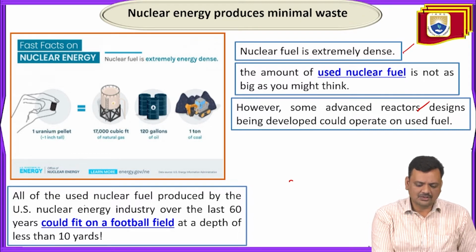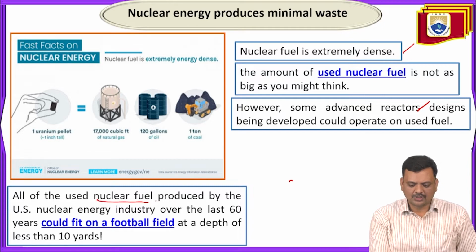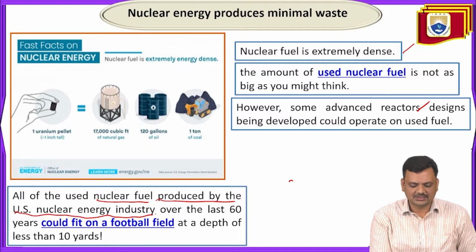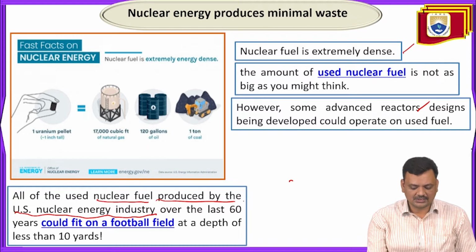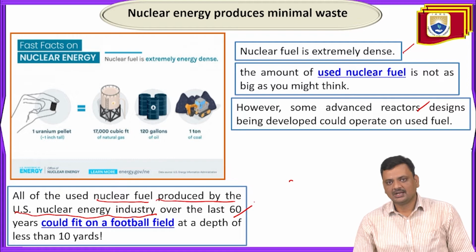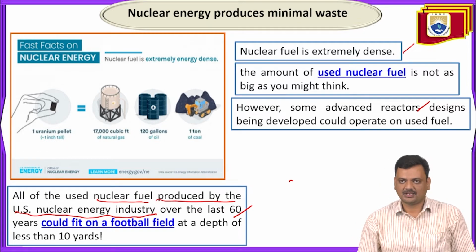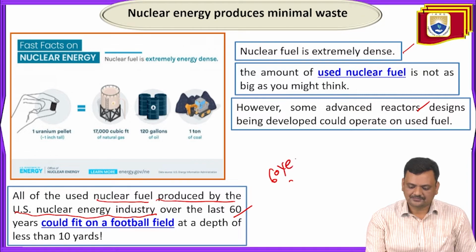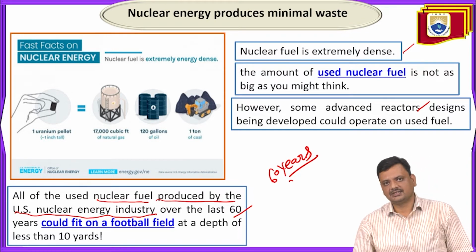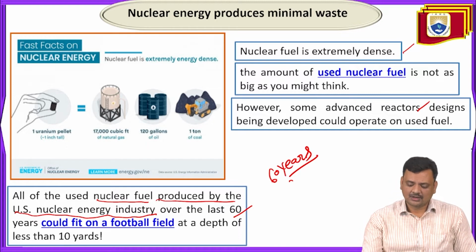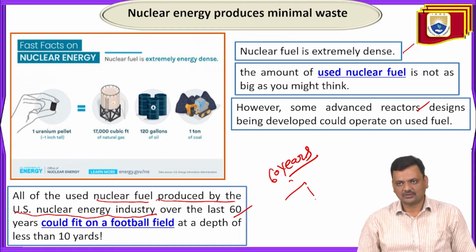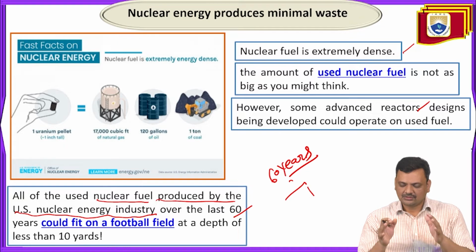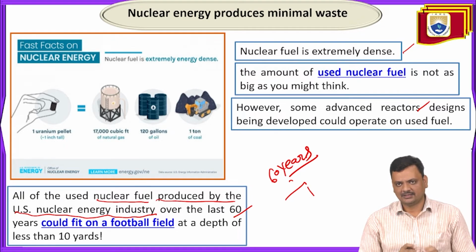So all of the used nuclear fuel produced by the US nuclear energy industry over the last 60 years could fit on a football field. Okay. So whatever waste material came in the last 60 years can be dumped on one football field. So that is one advantage. Means you can manage your waste material within a small land. Okay.